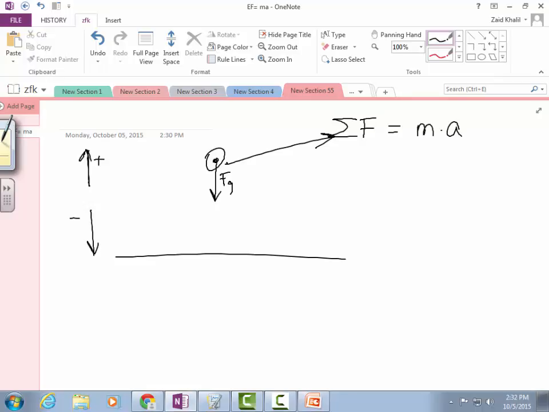So, what is the net force? What are the forces acting on this body? What's the body? The egg. What are the forces acting on the egg? Gravity. Which direction does it act? Down. And what is down? So therefore it is negative Fg. No, that is not the simplest case. Negative Fg is equal to m times a. But what is a equal to? Negative g.